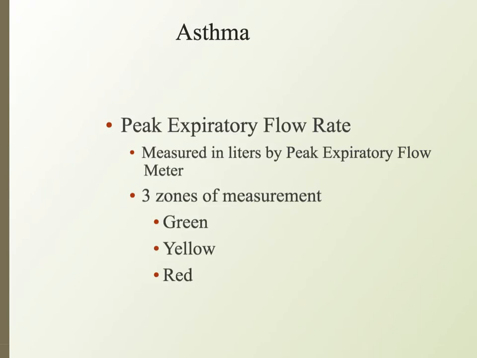The peak expiratory flow meter is measured in liters per minute. And then we have different measurement zones. So just like a stoplight, green, yellow, and red. So green, everything's fine, continue to go. Nothing needs to be changed, continue what you're doing. Yellow means caution. Things are not well controlled. We may have to call the doctor and activate a plan and make some changes.